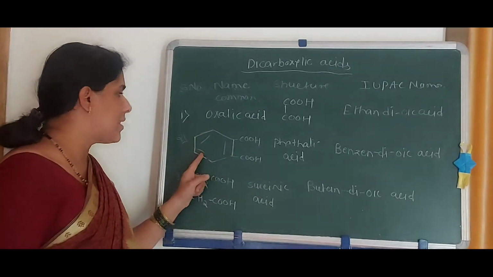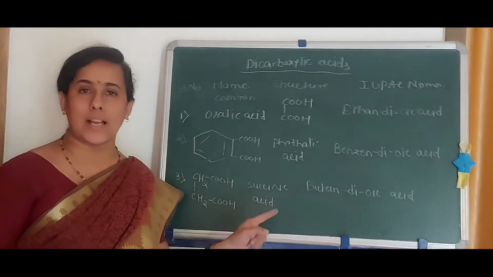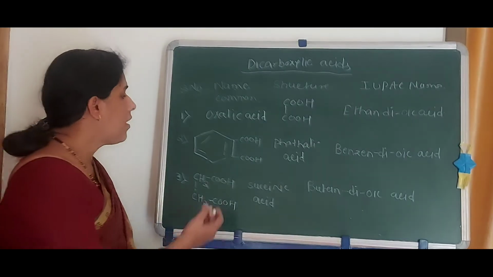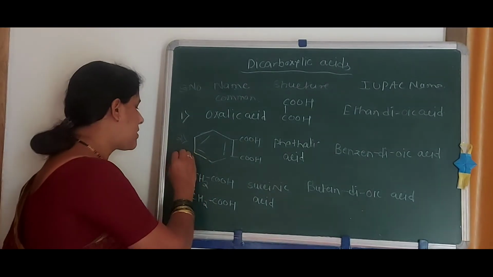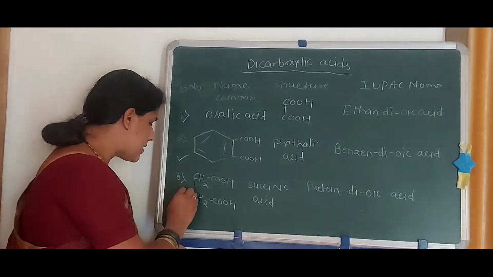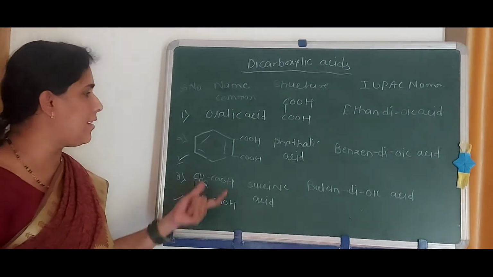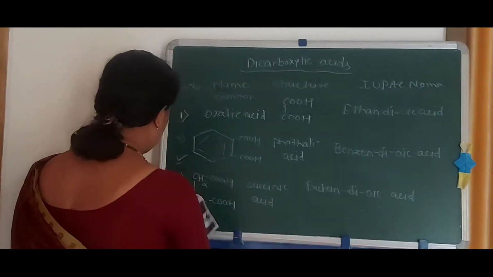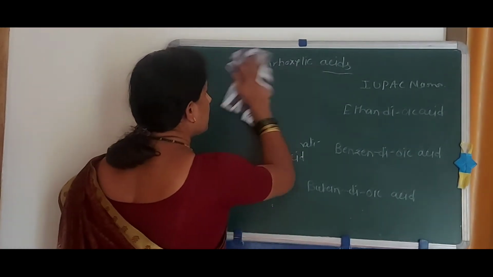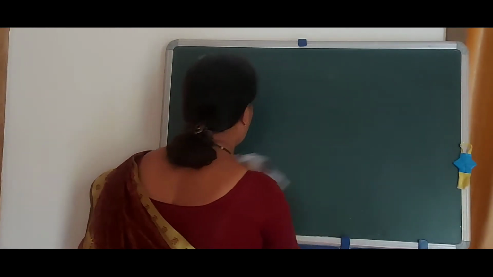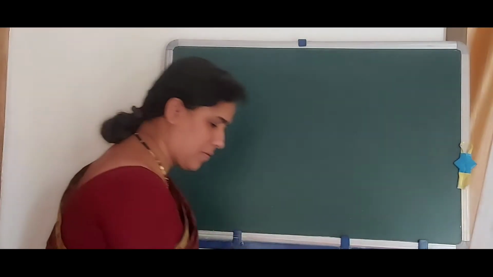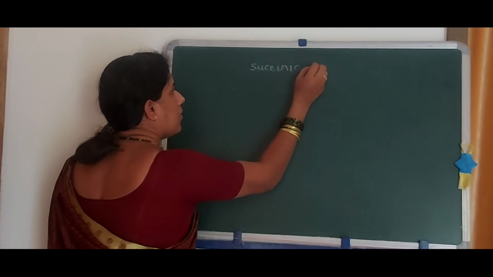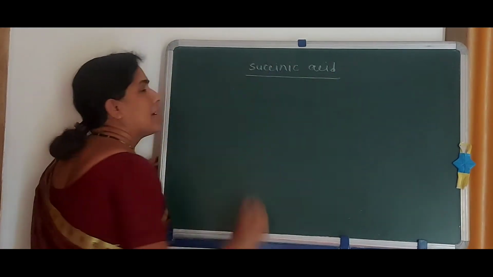In this way we have completed how to give the IUPAC nomenclature for dicarboxylic acids. The first is oxalic acid, the second is phthalic acid, the third is succinic acid, and so on. There are a number of dicarboxylic acids, but in our BSc part 2 we have to concentrate first on succinic acid, second on phthalic acid and its derivatives. So just start with succinic acid.